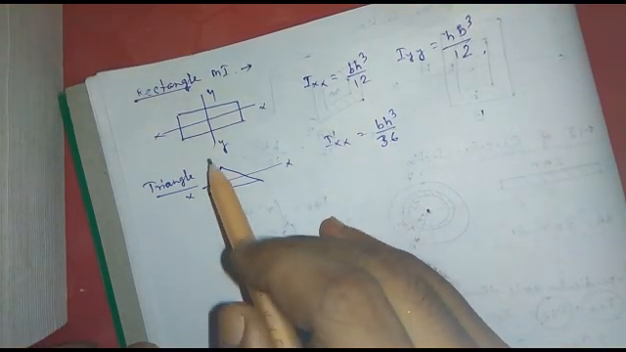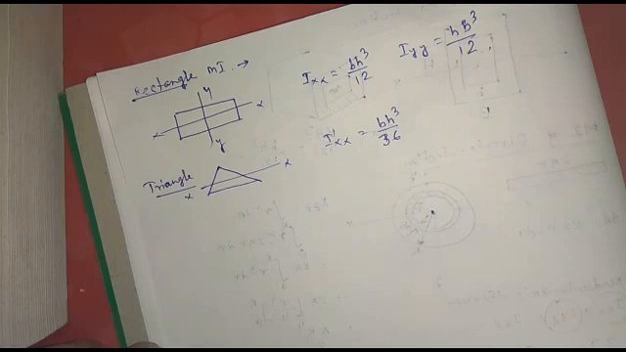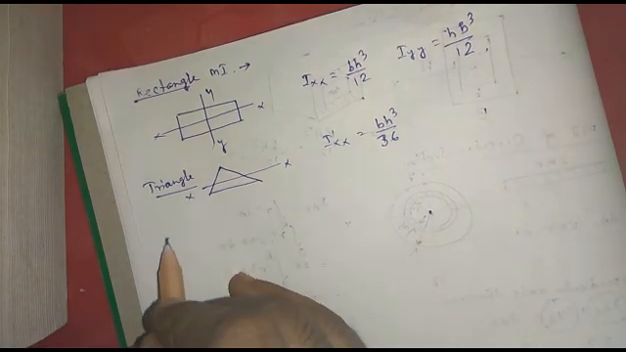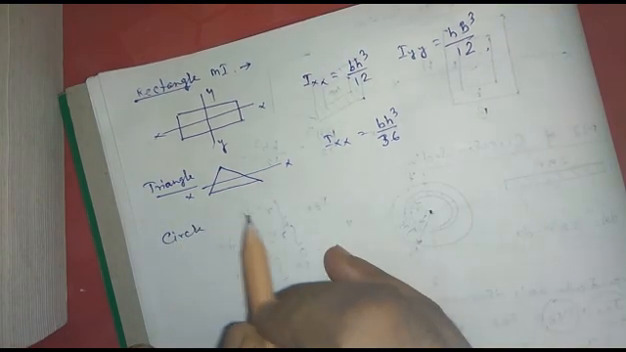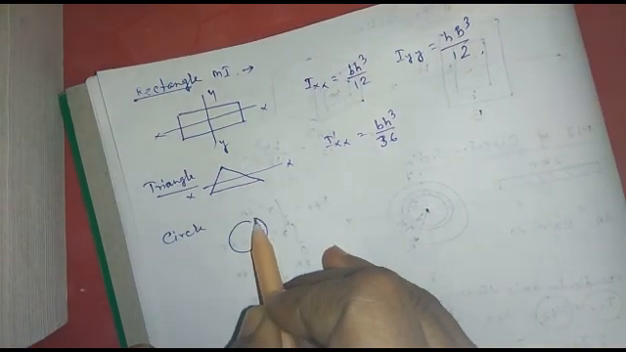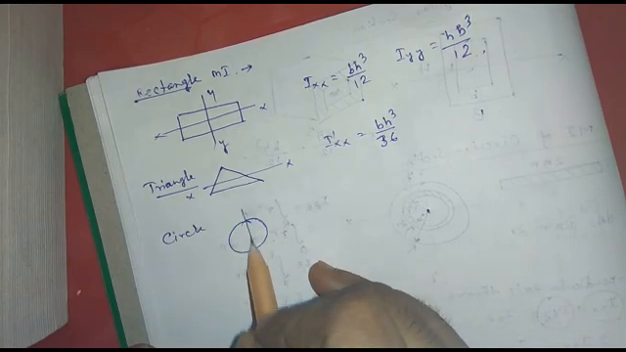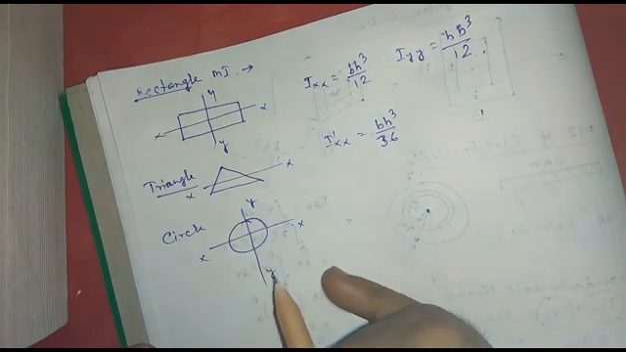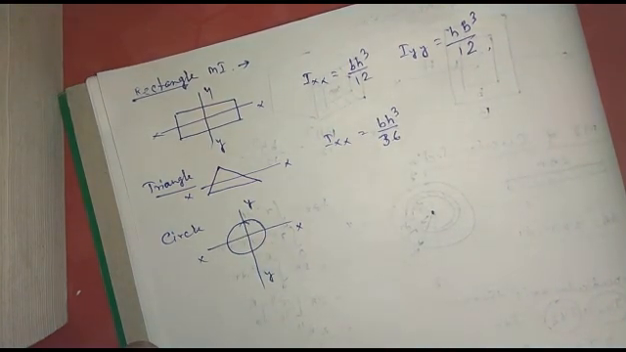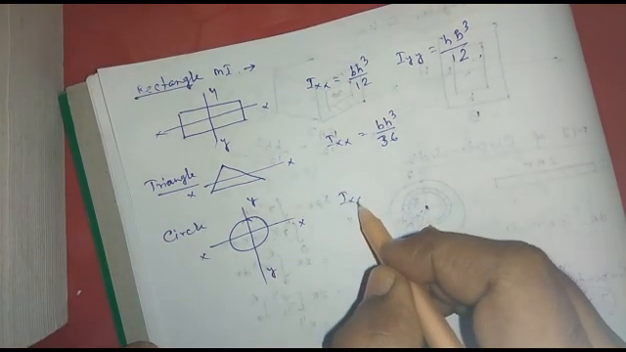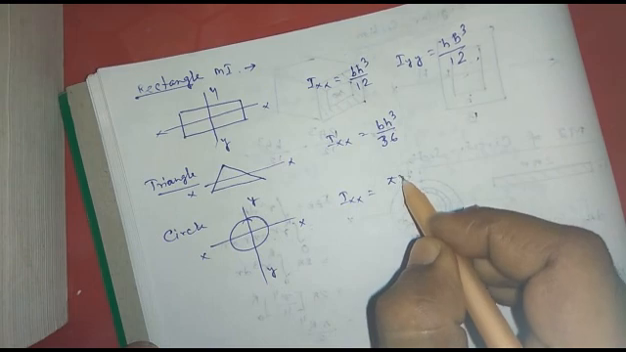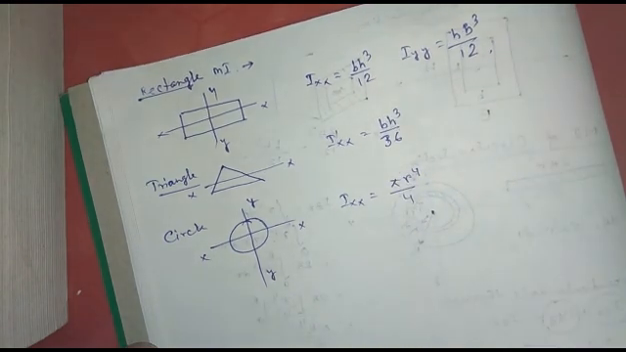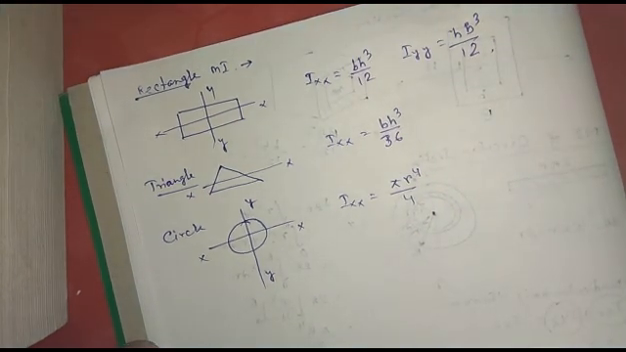If we have moment of inertia of a circle, then we did the moment of inertia of a circle about the diametrical axes. So this is the x and y axis, and we got it at, I'm writing in terms of r, so pi r to the power 4 by 4. You can write it in terms of d also.